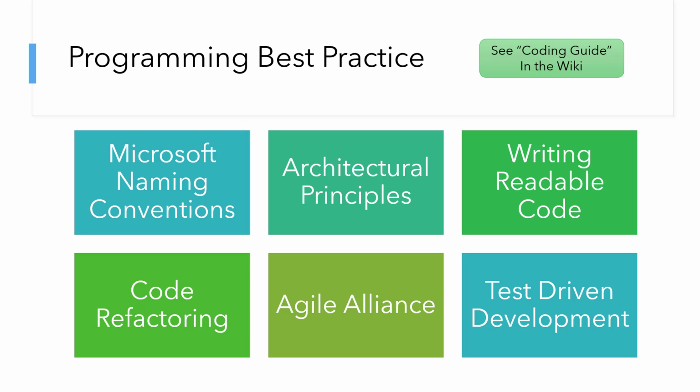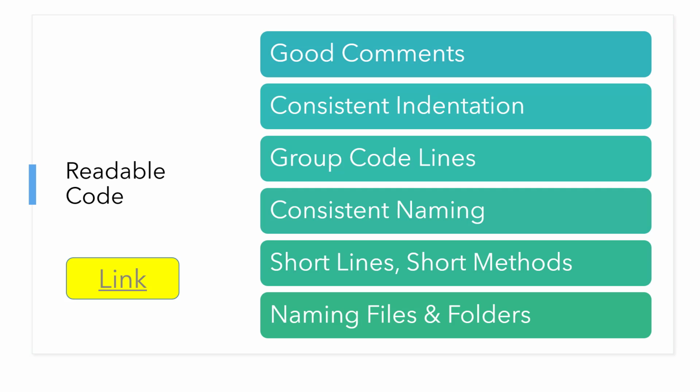So what we're trying to do is incorporate best practice in everything we do. So if you look at the coding guide in the main wiki repository, you'll find more details of this. In particular, we're looking at readable code, and there are marks for this. So you must have block comments for all classes and methods. You must consistently indent the code. You must separate your code lines into groups. You must use consistent naming and have a consistent naming of both files and folders.